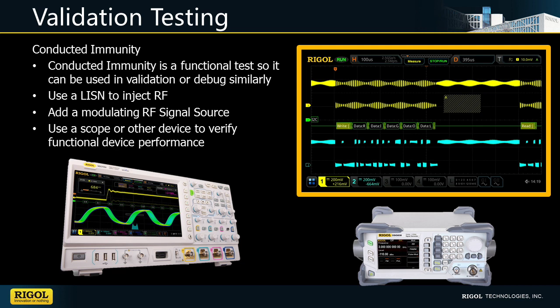Let's look at a slightly different approach where we can now look at some conducted immunity. By conducted immunity, we're talking about RF power coming in through the power line and how that affects the performance of our board. So this is, again, a sort of validation or a debug test where we're going to use a scope on this same product. Let's go ahead and take a look at how we set up this test.